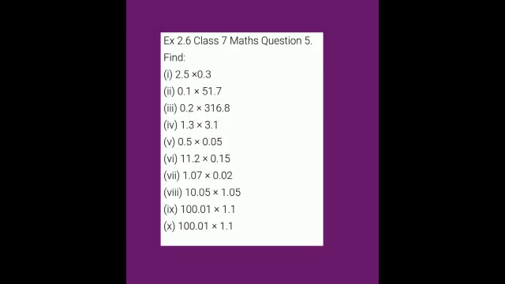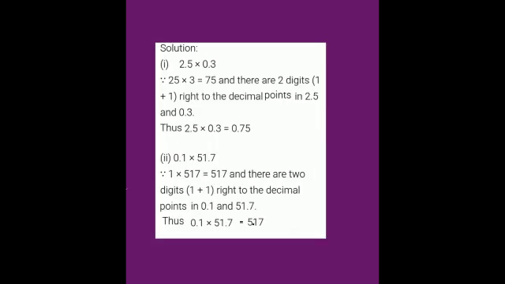Question number 5. Find. We are given 10 subdivisions of questions. In this we are going to multiply two decimal numbers. Solution: first subdivision 2.5 into 0.3. For multiplication of two decimal numbers also, we have to follow the same method. First we have to multiply the numbers without any decimal point. That is 25 into 3, which is equal to 75.